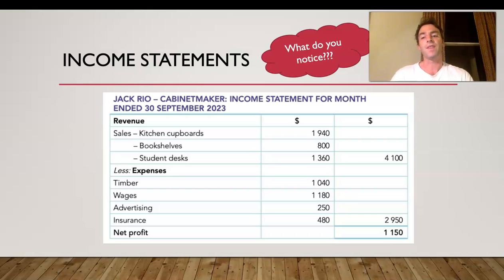We know now that the definition of profit is revenue minus expenses, so that's our third section. Our profit is $1,150. 4,100 minus 2,950 equals 1,150. What do we also notice? If we have more than one revenue or more than one expense, we write the individual numbers in the first column and then the totals in the right column.